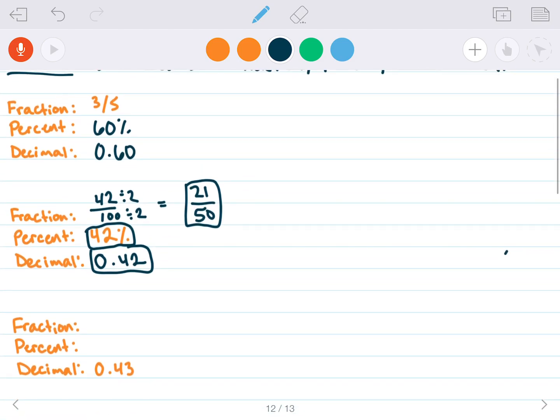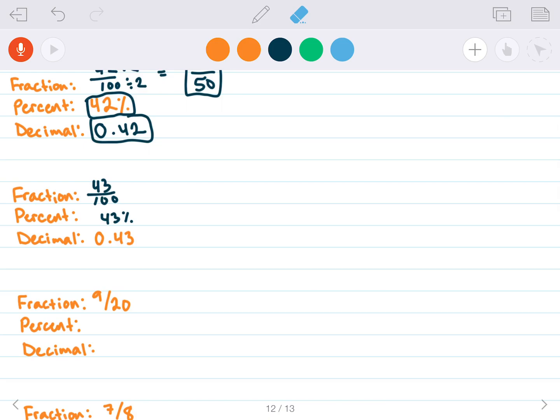So we're given the decimal is 0.43. Now, this is 43 hundredths. So as a fraction, this is 43 out of 100, which we know means 43%, right? So this is 43% as a percentage. Can I reduce 43 out of 100? I don't believe that I can, so that is our fraction.